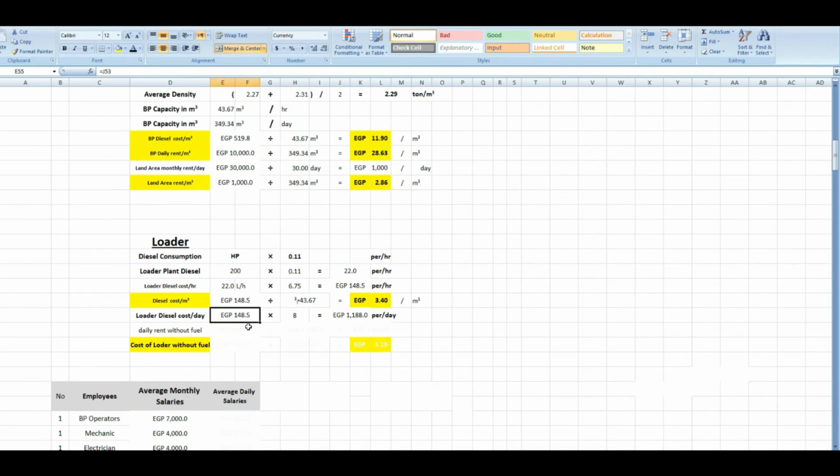The cost of 1 hour diesel for the loader multiplied 8 hours, it means that equal 148 multiplied 8 hours, it means that 1,188 per day. This is the cost of diesel per day for the loader.